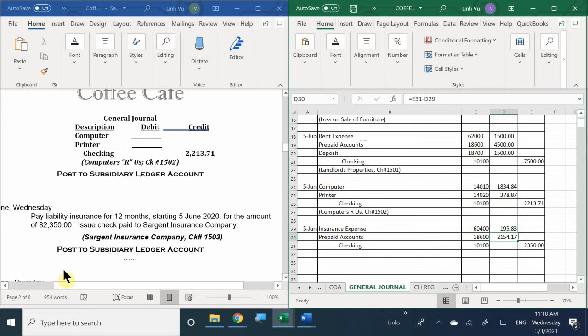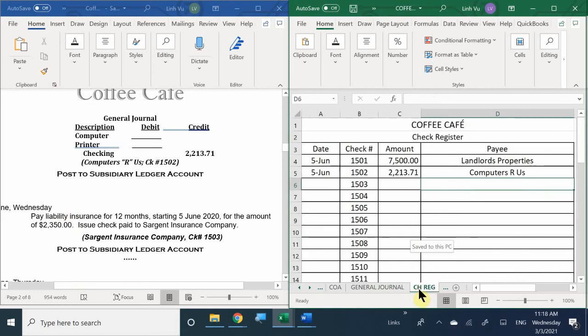But before we fill out the rest of the information, record the check. Let's determine what check number that is by going to the check register. I bought this on the 5th of June for the total of $2,350. To whom did I make this payment? Sargent Insurance Company.